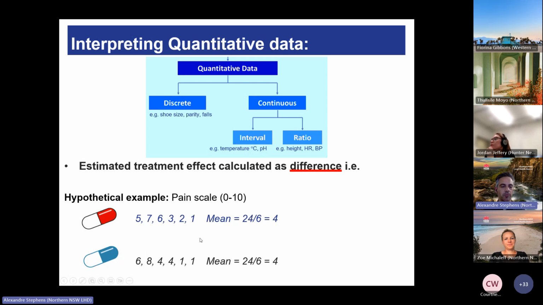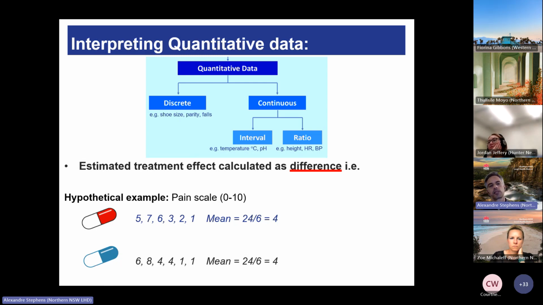So in our hypothetical example here, we've got again two treatment groups. The outcome measure here is the pain scale. Hypothetically, for treatment group A, people in that group are assigned a particular drug, say the red pill, and we've got some pain scores from them. Individual 1 has a pain score of 5, individual 2, 7, and so forth. So 6, 3, 2, 1. We can calculate the mean pain score in that group, which is equal to 24/6. And we see that the mean pain score is 4.